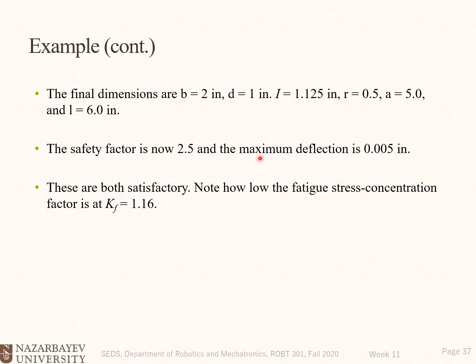So the final dimensions are B, D, I, R, A, and L as given here. The safety factor will be 2.5 and the maximum deflection is half of 0.01. These are both satisfactory. Note how low the fatigue stress concentration factor is at KF 1.16. Okay.